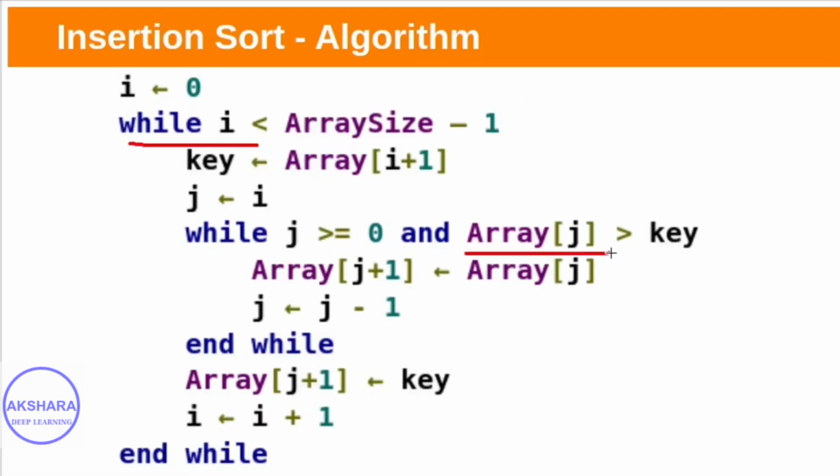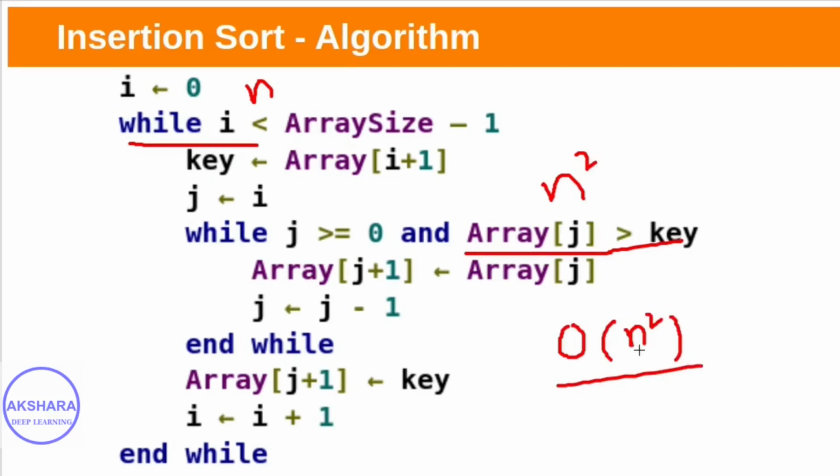See here we have two loops. This loop will run for n times and this loop will also run for n times. So this comparison condition, which is within the inner loop, will run n square times. So insertion sort time complexity is big O of n square. Both insertion sort and selection sort time complexity is big O of n square.